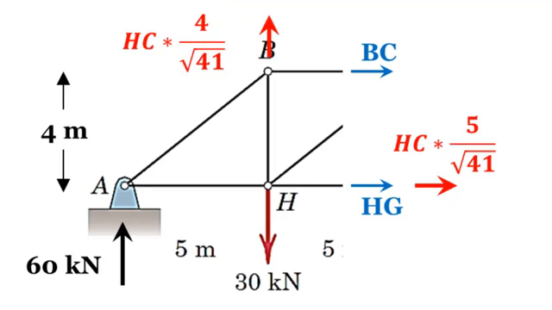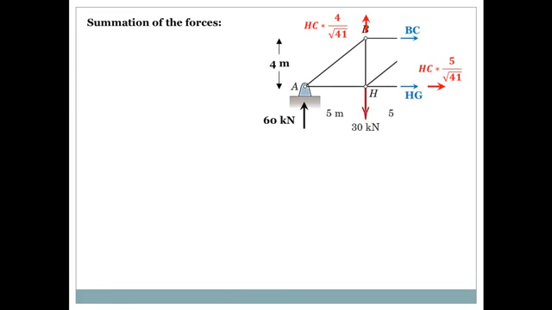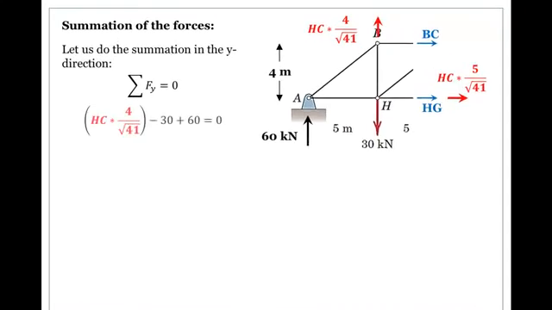Now take a look at this figure. Now we don't have an inclined member or an inclined force. All we can do now is use either the summation of the forces in the x direction or the summation of the forces in the y direction, but we're going to use both just to double check. So summation of the forces. Let us do the summation in the y direction first. Summation of the forces in the y.